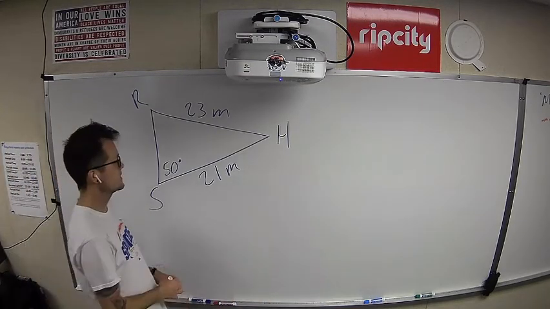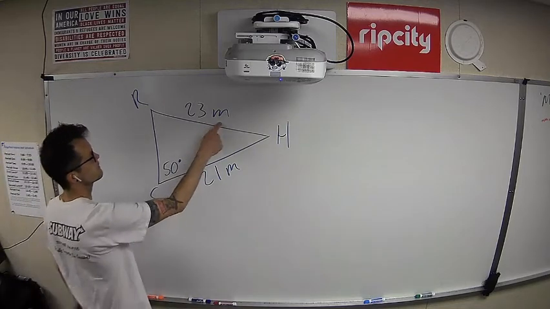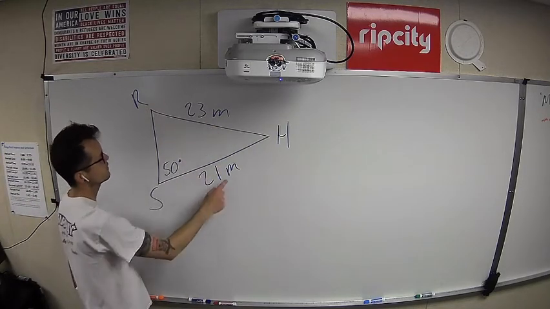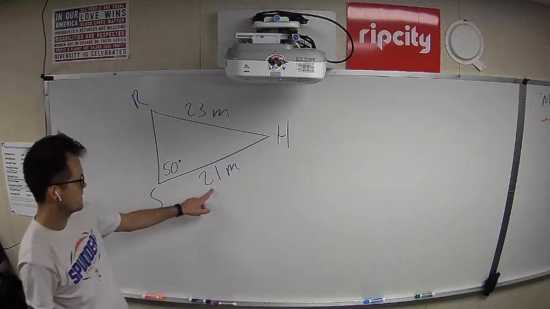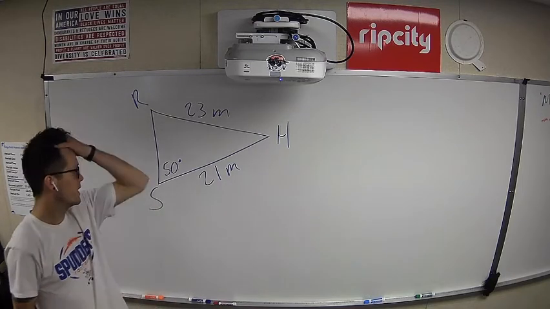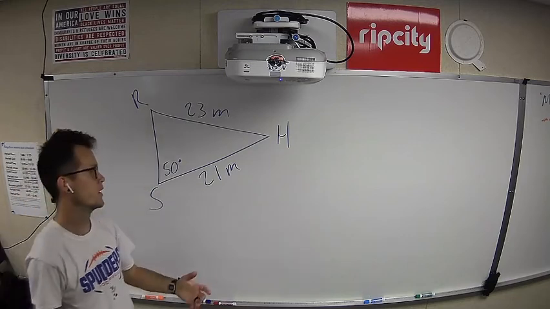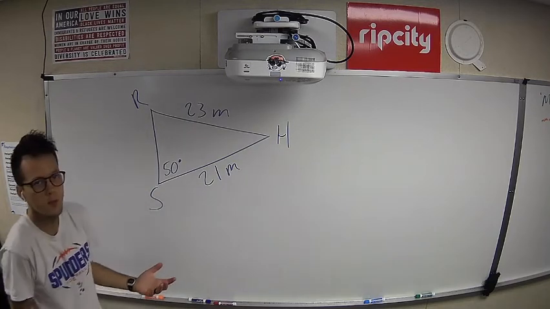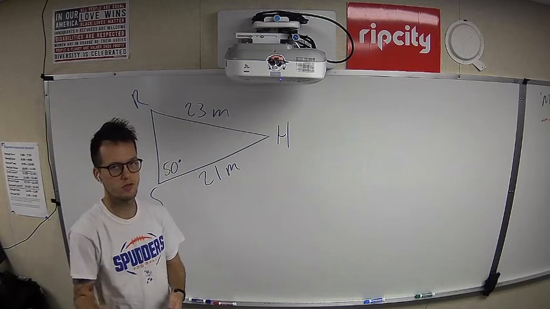Okay, here's our last example. We have two side lengths. The side length RH of 23 meters, this one down here, SH is 21 meters, and we have a 50-degree angle in here. We don't have the height, and so we need to do some footwork here. We need to figure out where we want to find the height. There are 3 potential options here.